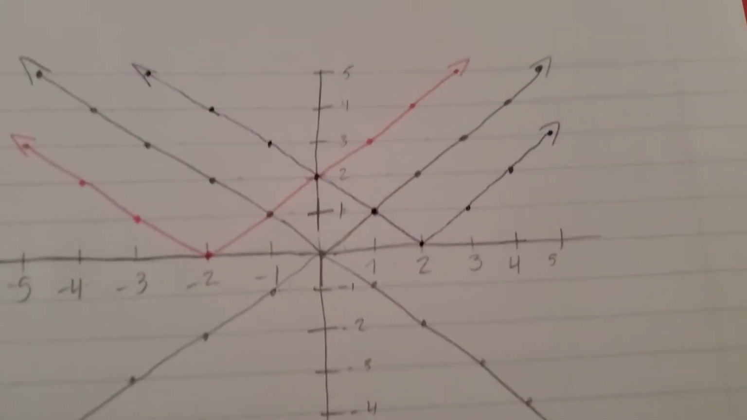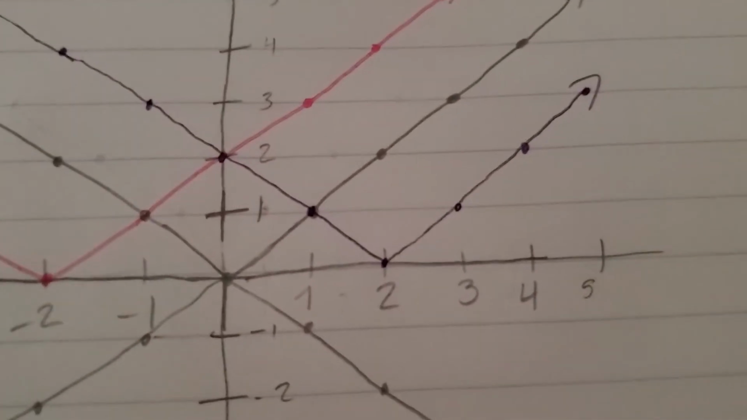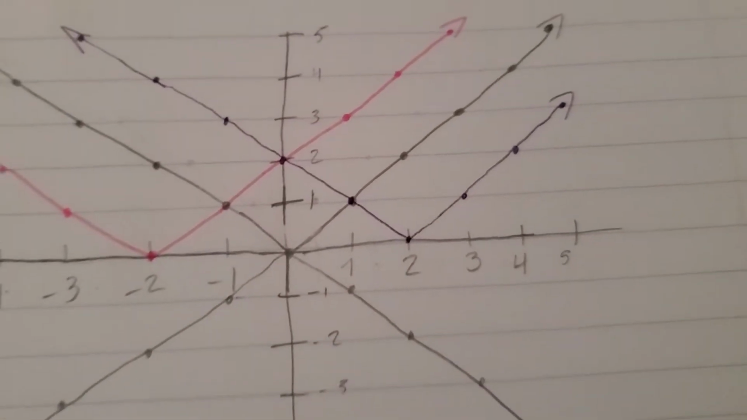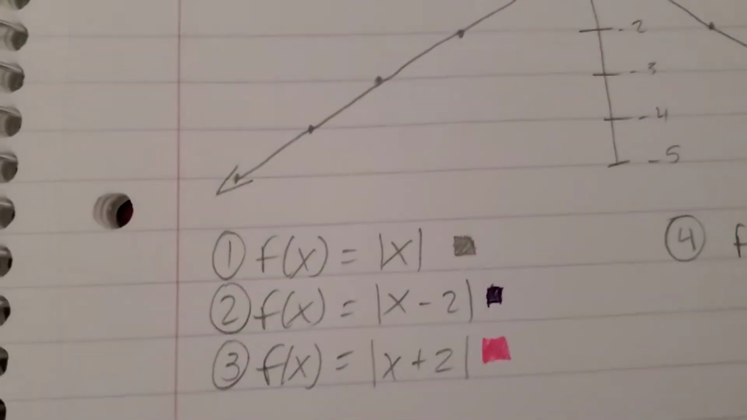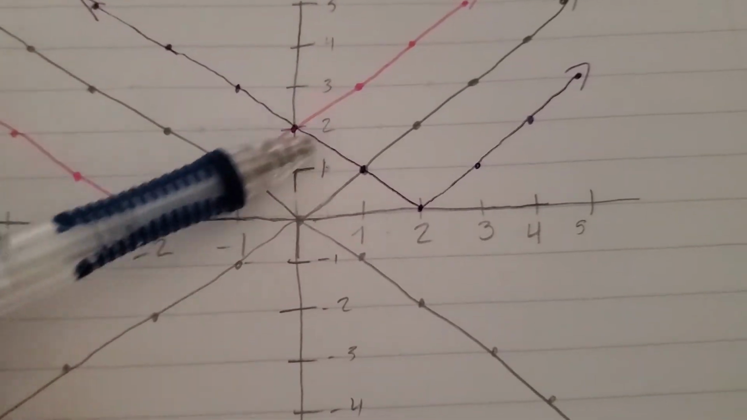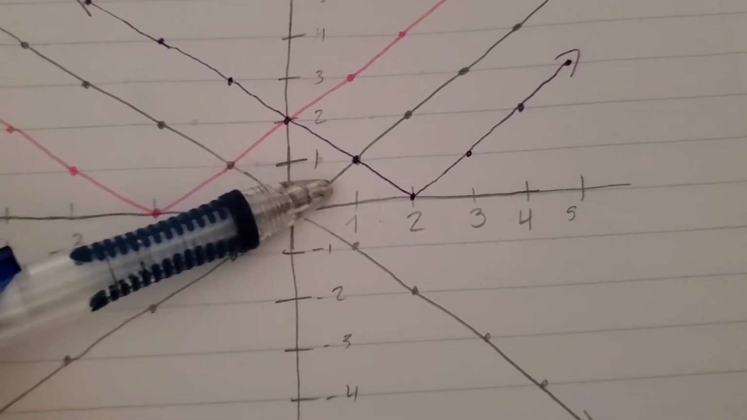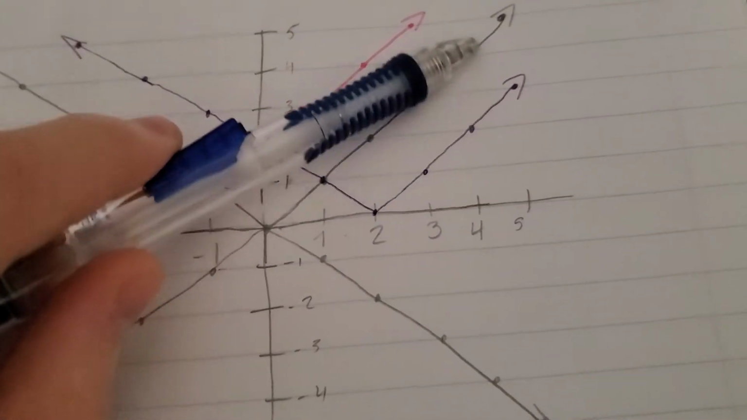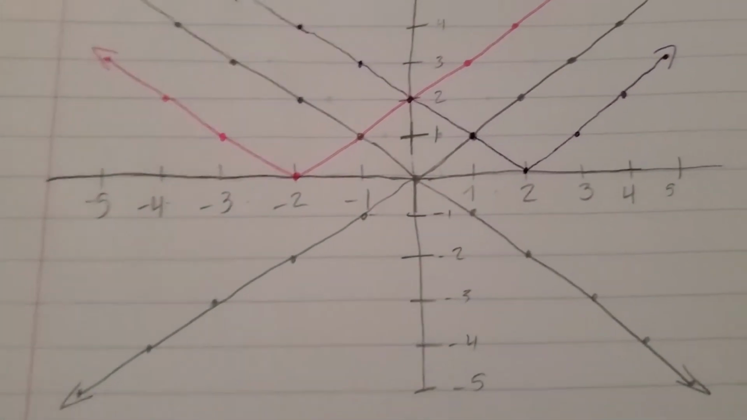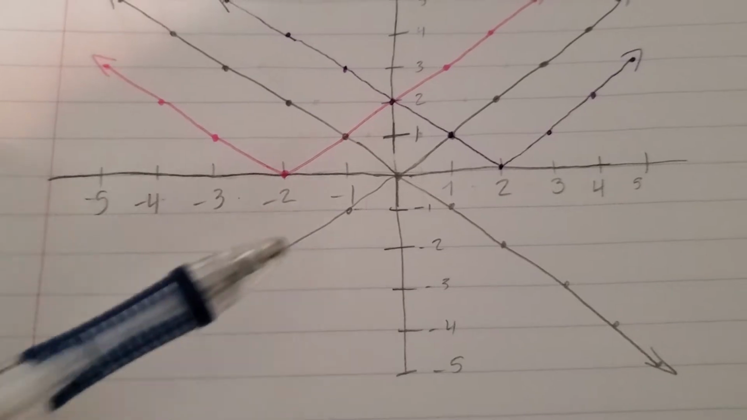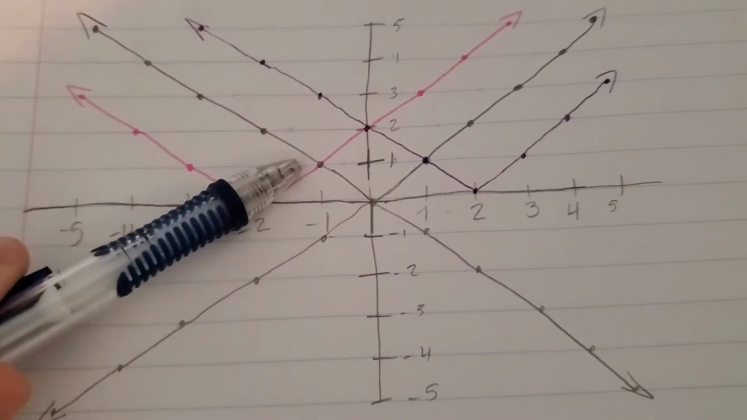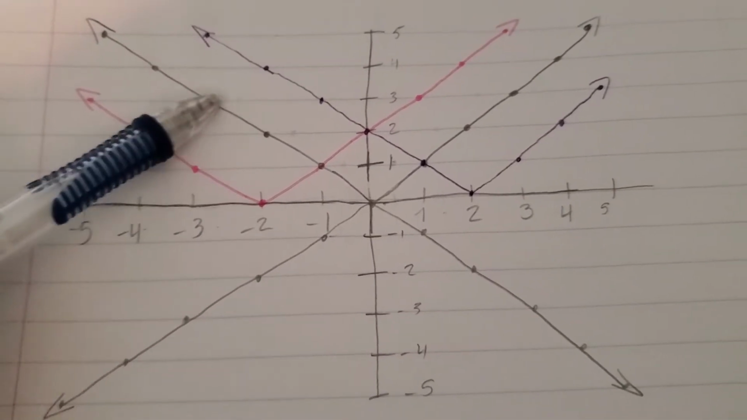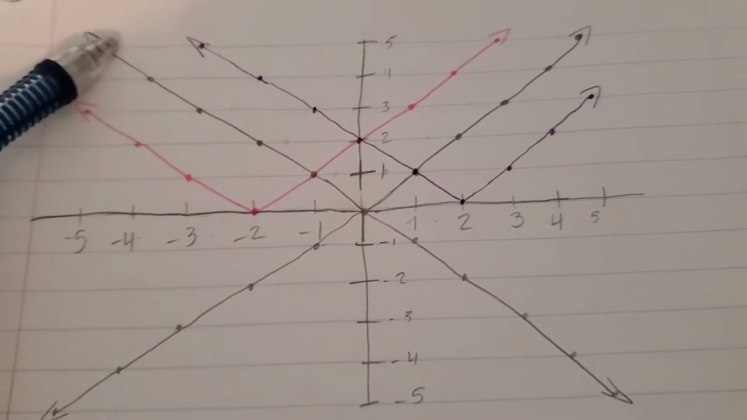You take the x value of 1 and put it into the equation. So it'd be the absolute value of 1, which is 1. Then you put a dot right there at 1. So 1 is 1. Do the same thing for 2. 2 is 2. 3 is 3. 4 is 4. 5 is 5. Now, for the negative numbers, you get the absolute value of negative 1. That's still 1. So you get 1, 2, 3, 4, 5.